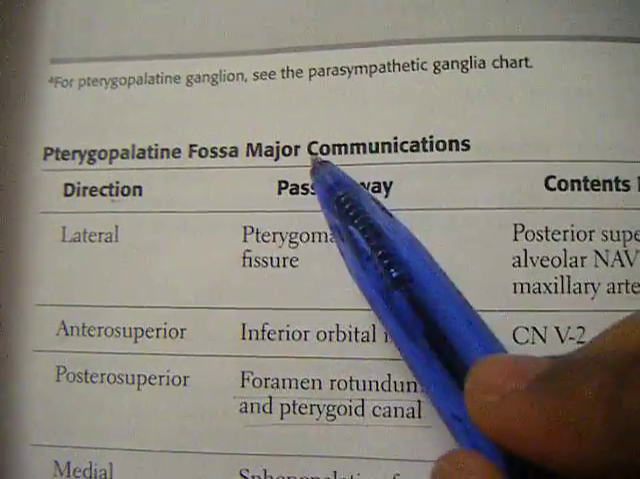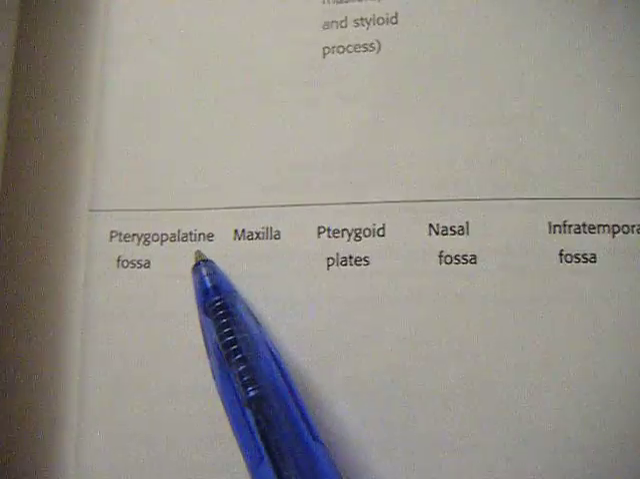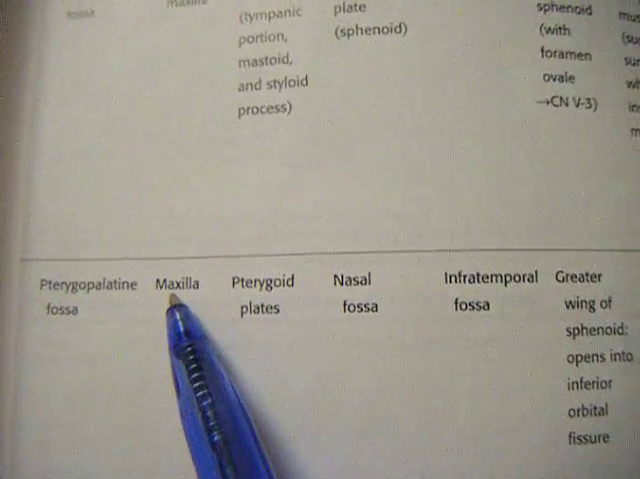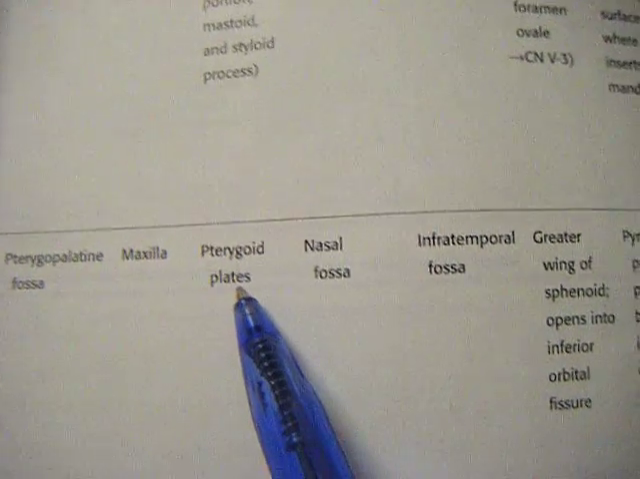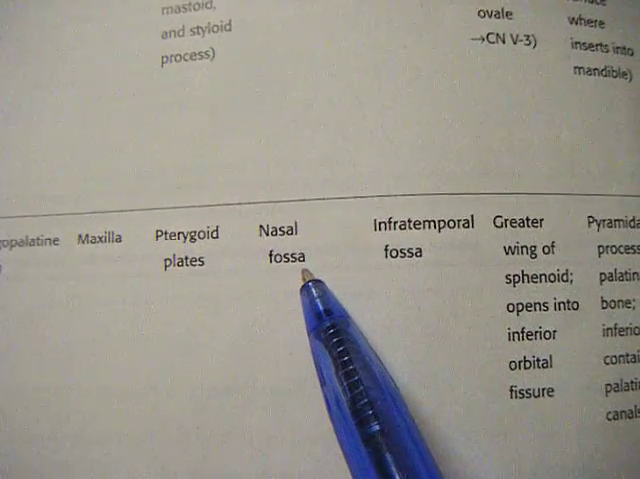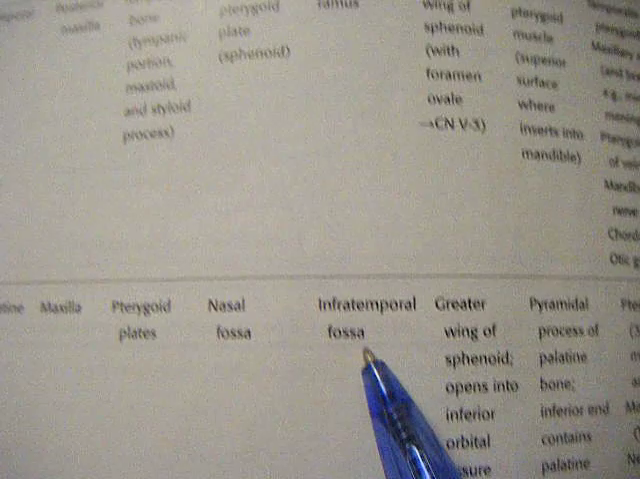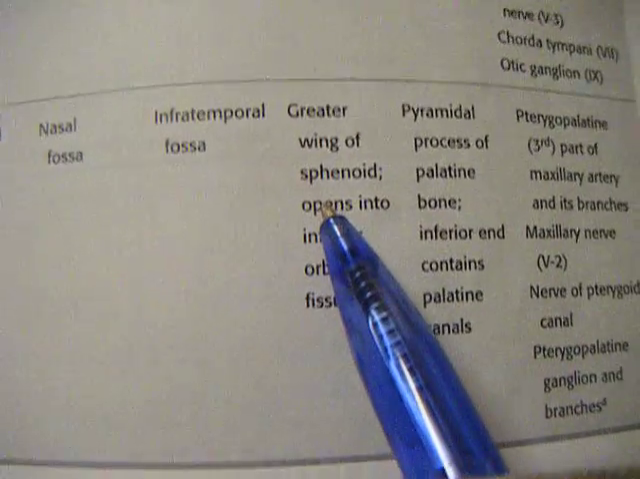The pterygopalatine fossa major communications. Before that, there are the pterygopalatine fossa boundaries here. Anterior boundary is formed by the maxilla. Posterior boundary is formed by pterygoid plexus. Medial boundary is formed by the nasal fossa. Lateral boundary is formed by the infratemporal fossa.